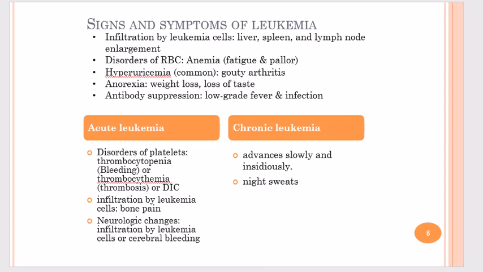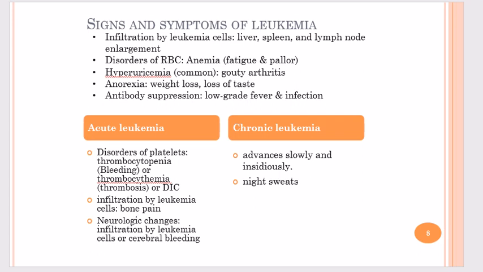I also mentioned with acute leukemia that there was a reduction in the number of platelets called thrombocytopenia. And when this happens, it can lead to bleeding. We will also see potentially thrombocythemia. So you can actually get an increase in the number of platelets sometimes seen as well. And when this happens, it can increase a person's chance of developing a thrombosis or a clot, or somebody can develop a condition called DIC, which we'll talk about shortly. Accumulation of abnormal leukemic cells within the brain can also occur, and this can lead to neurological changes, and it can also lead to cerebral bleeding.